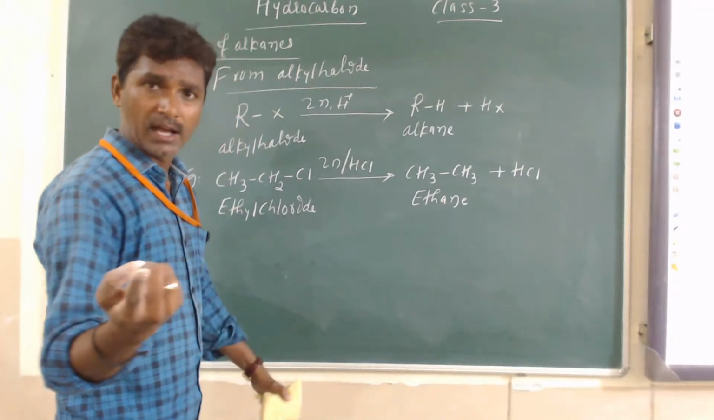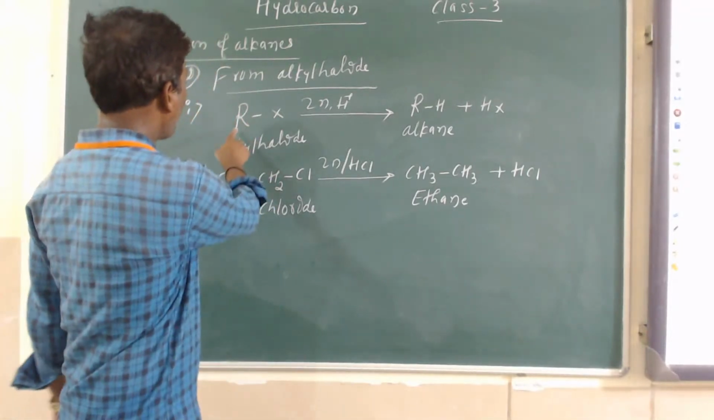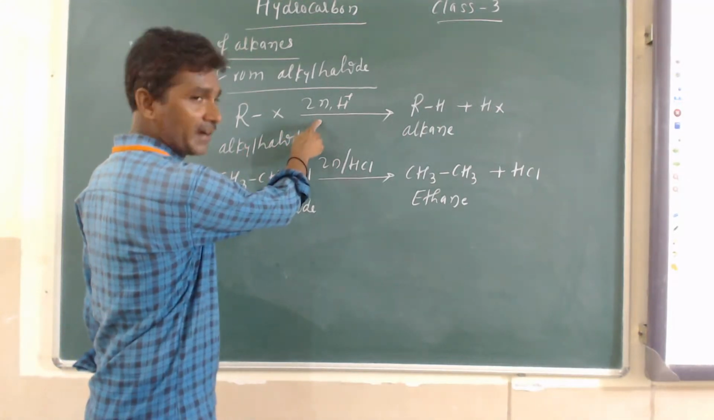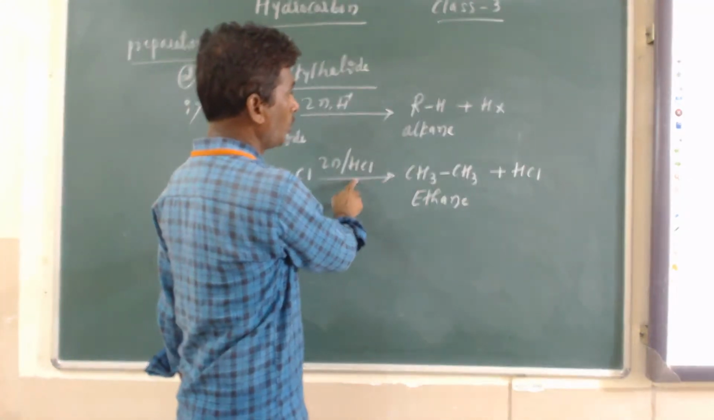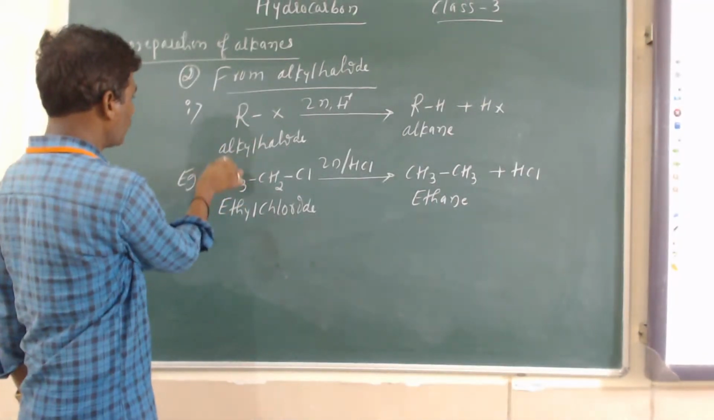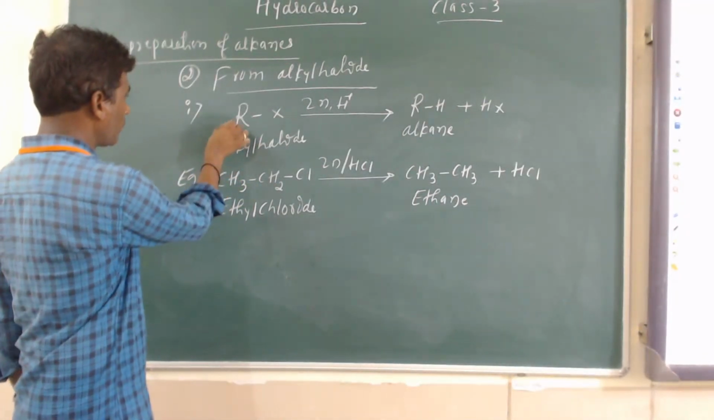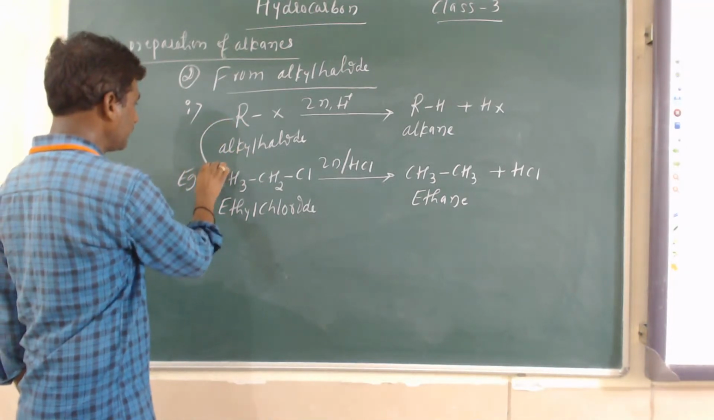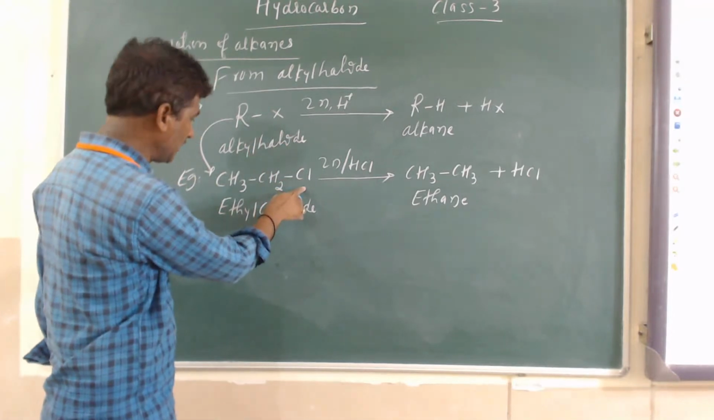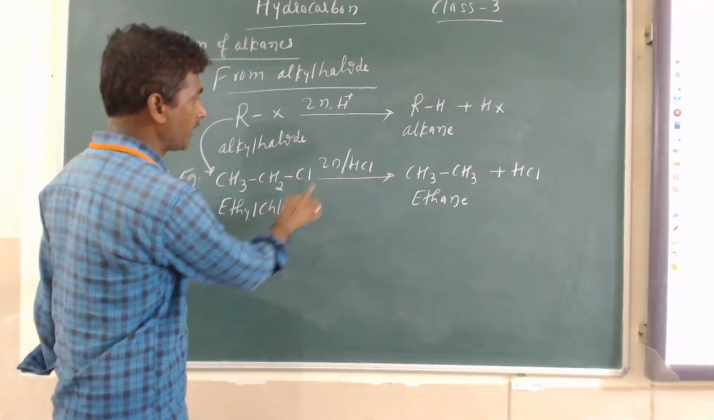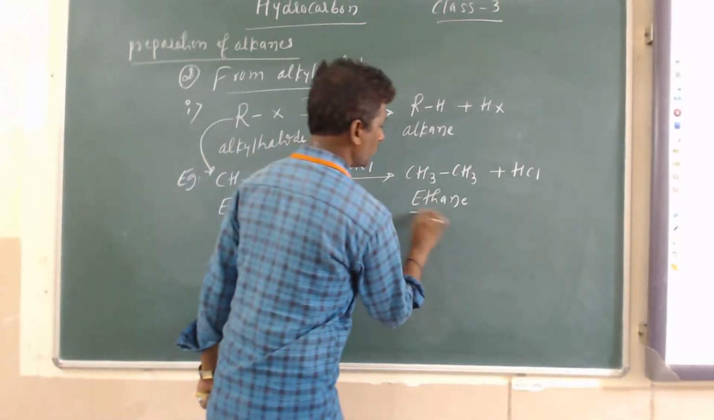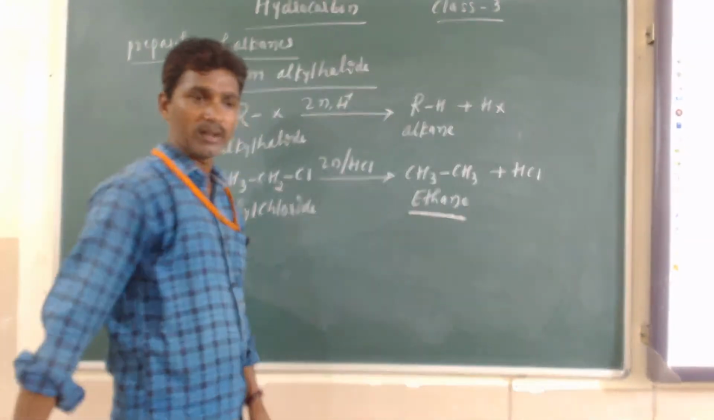How do you get alkane from alkyl halide? R is an alkyl group, X is a halide. Alkyl halide on reduction with hydrochloric acid gives alkane. Here R is CH3CH2 and X is Cl, so it is ethyl chloride. On reduction with zinc and hydrochloric acid, we can get ethane.